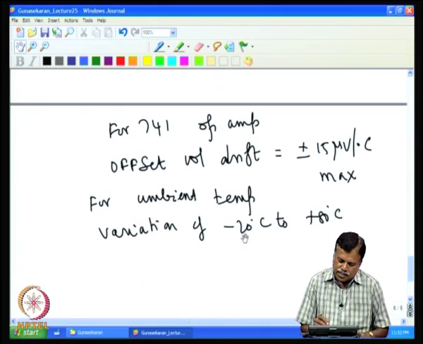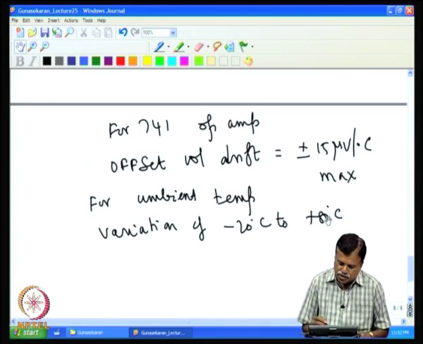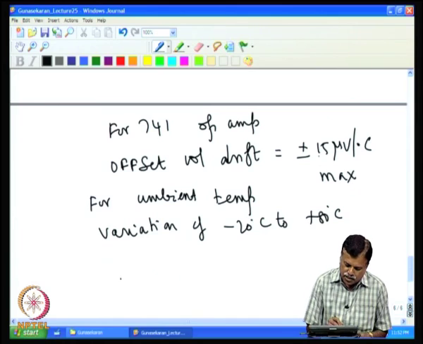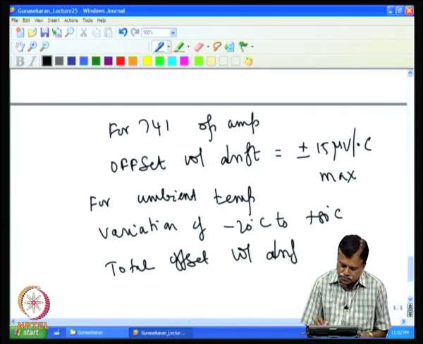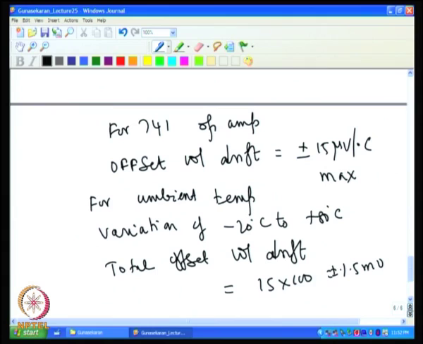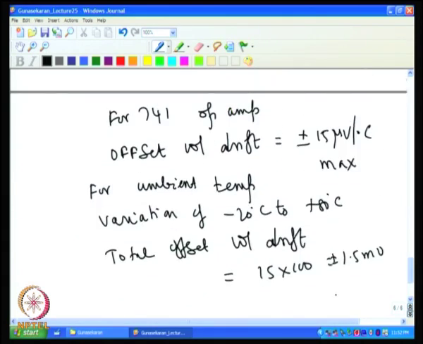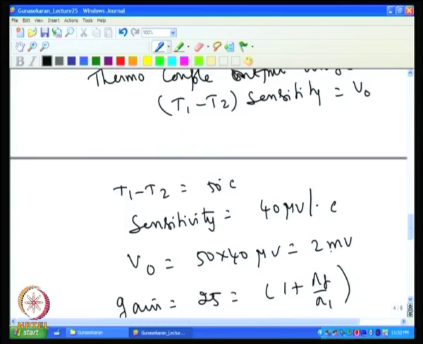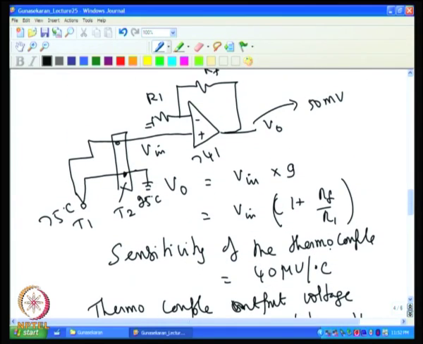In that case, if 100 degree variation is expected, then total offset voltage drift is calculated to be 15 into 100 microvolt. So, total offset voltage drift would be 15 into 100, that is 1.5 millivolt, which will be plus or minus. So, at the input we can expect 1.5 millivolt change because of the offset voltage change. That means, at this point you can expect 1.5 millivolt change due to offset voltage drift alone.